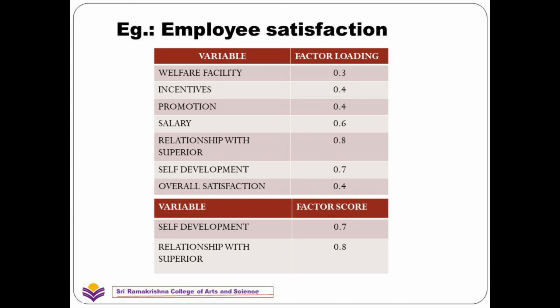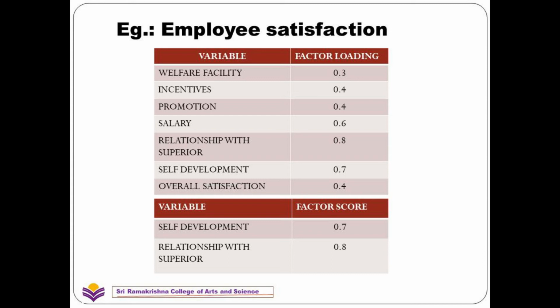Instead of 6, 7, you can take nearly 10 variables and do a factor analysis. You will get factor loadings. From the factor loadings, you can take the highest scores for further study. So it is meant for data reduction.